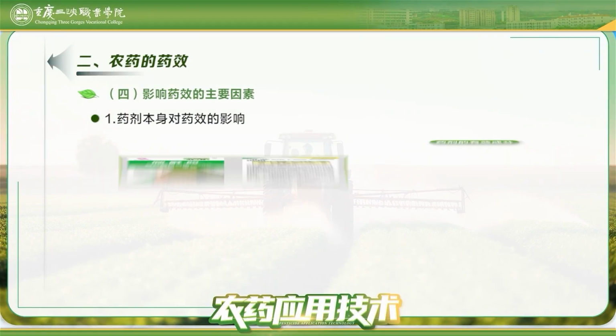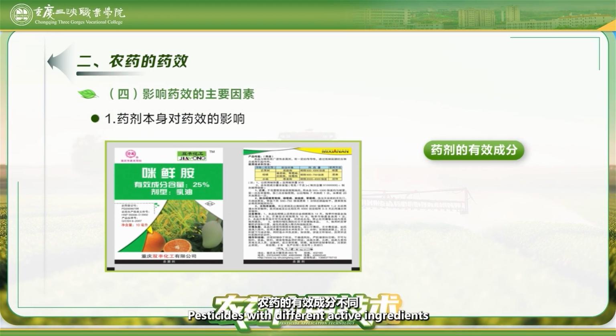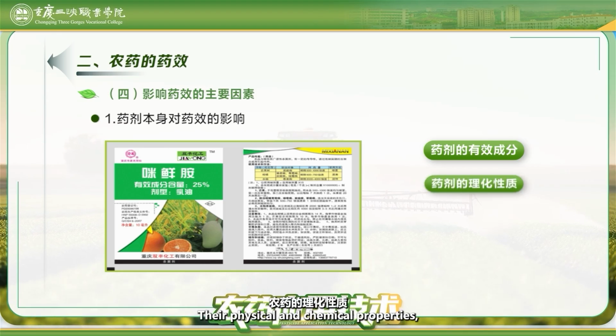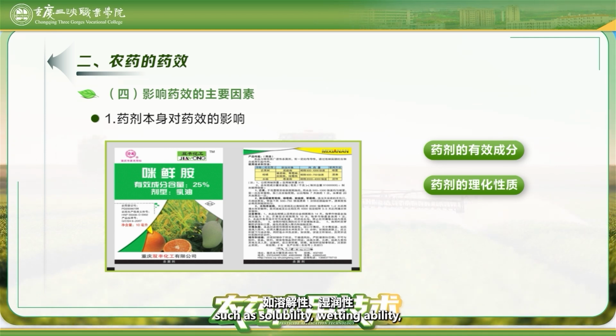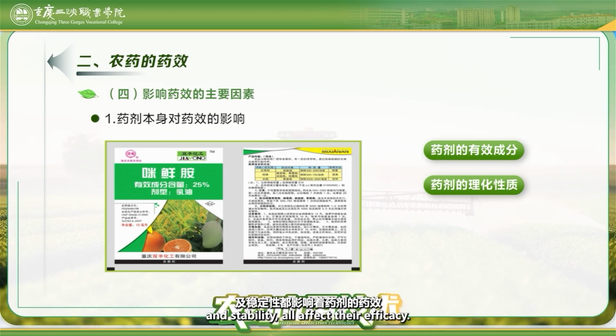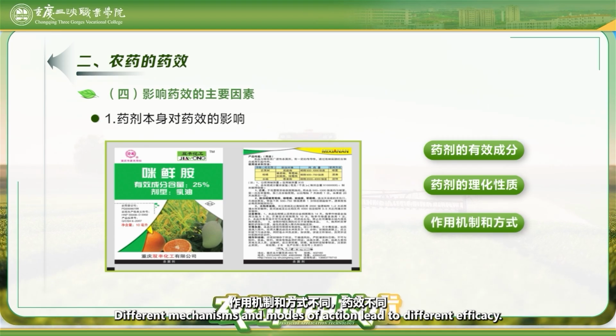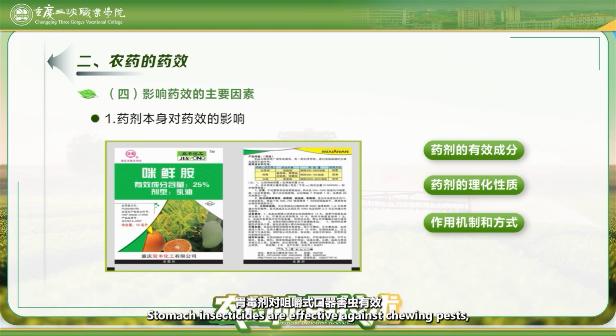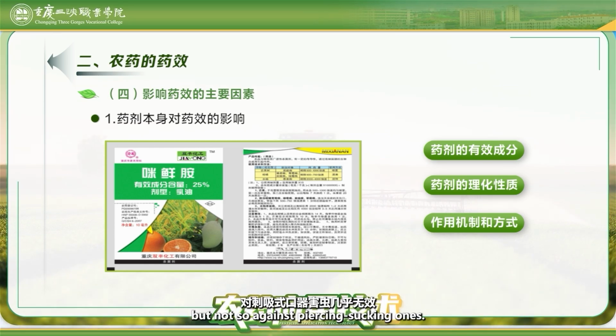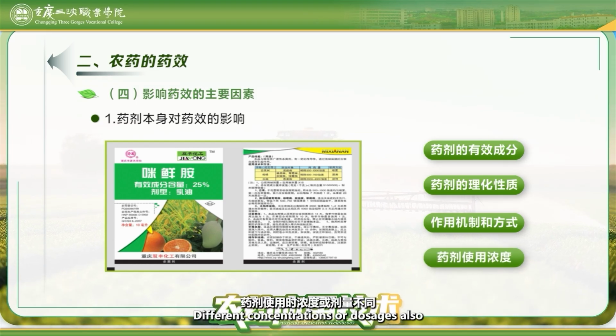Pesticide-related factors. Pesticides with different active ingredients vary in their efficacy. Their physical and chemical properties, such as solubility, wetting ability, spreadability, dispersibility, and stability, all affect their efficacy. Different mechanisms and modes of action lead to different efficacy. Stomach insecticides are effective against chewing pests, but not so against piercing, sucking ones. Different concentrations or dosages also result in different efficacy.